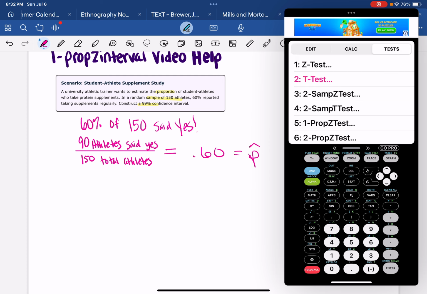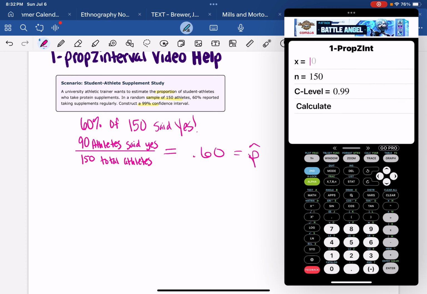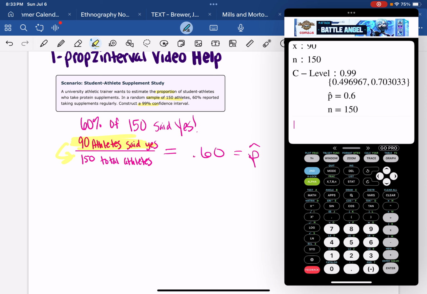So let's go back to the 1-prop-z interval, option A. And now we know X. X is 90, so the 90 here. How many out of the total? Think of this as part to whole, part out of the whole. So it should always be smaller than the 150, and it needs to make sense. Hit calculate, and boom. We have our confidence interval.